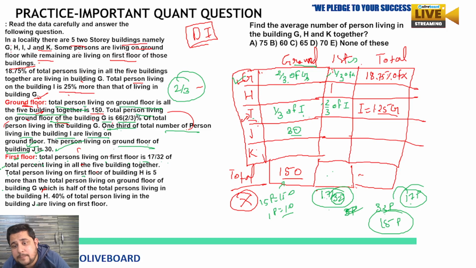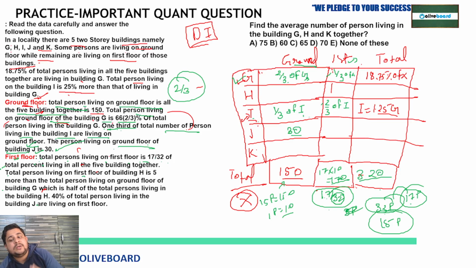So 17 parts, how many persons are living on the first floor? 17 into 10 means 170. Now we did not know the total quantity of first floor and ground floor persons, but by the help of this we can get the total number of persons living in all these buildings. So 150 plus 170, 320. Or we can say total 32 parts, single part is equal to 10, 32 into 10, you get 320. So I hope it is crystal clear now.